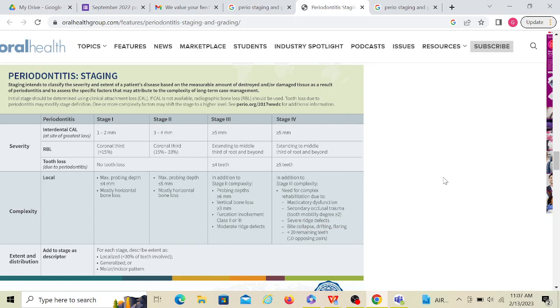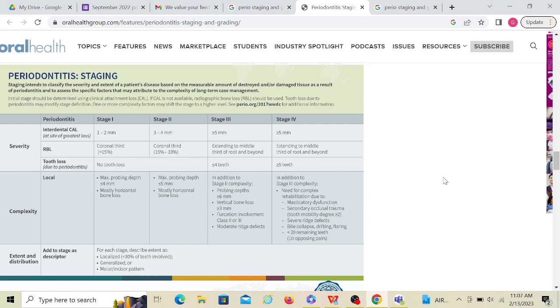Some people are trying to just memorize the table without understanding it. I'll try my best to explain in the simplest of terms so that it's very clear in your mind and you are not in fear of this question if it is asked. Also, understanding this table would help you to treat your own patients. It's actually a very good classification.